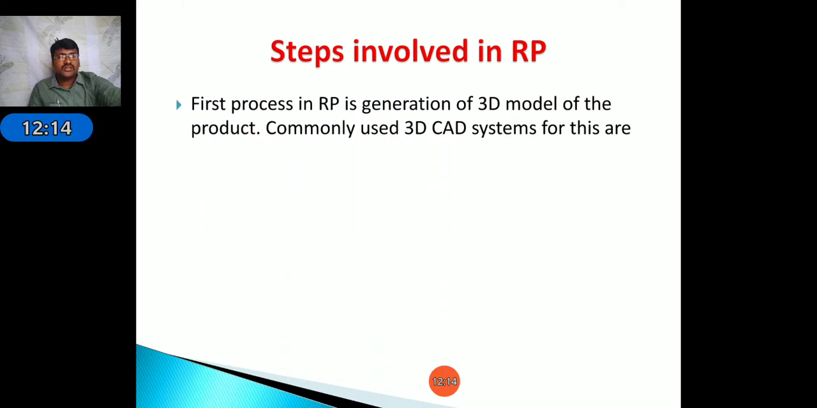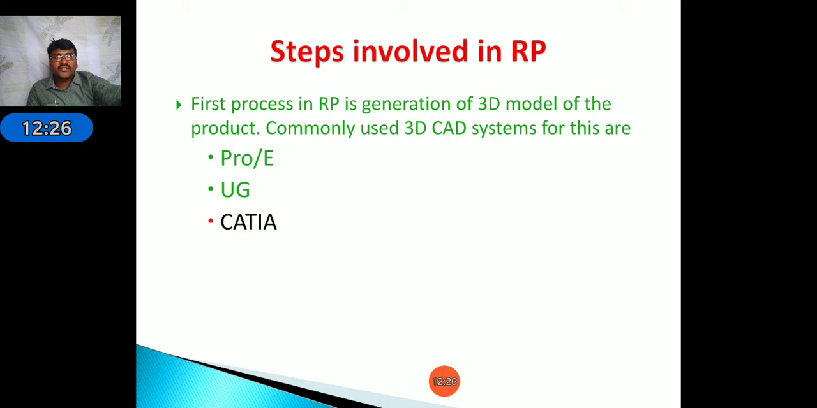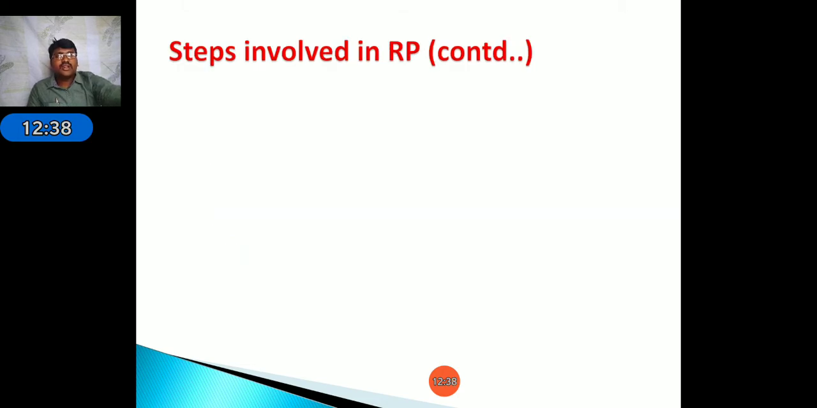First process is generation of a 3D model of the product. Next, commonly used 3D CAD systems are ProE, UG meaning Unigraphics, CATIA, and I-DEAS. These are the different software packages used to prepare three-dimensional objects, that is, solid objects.